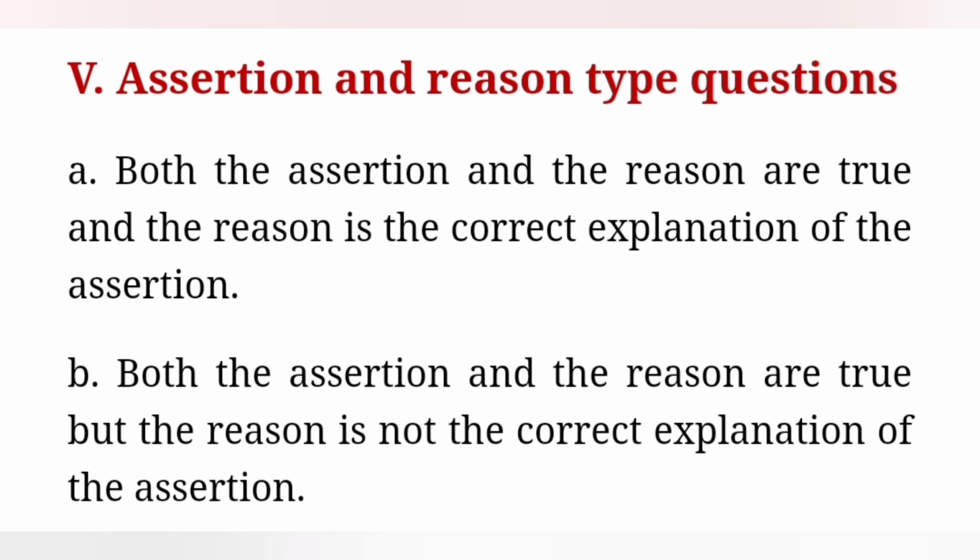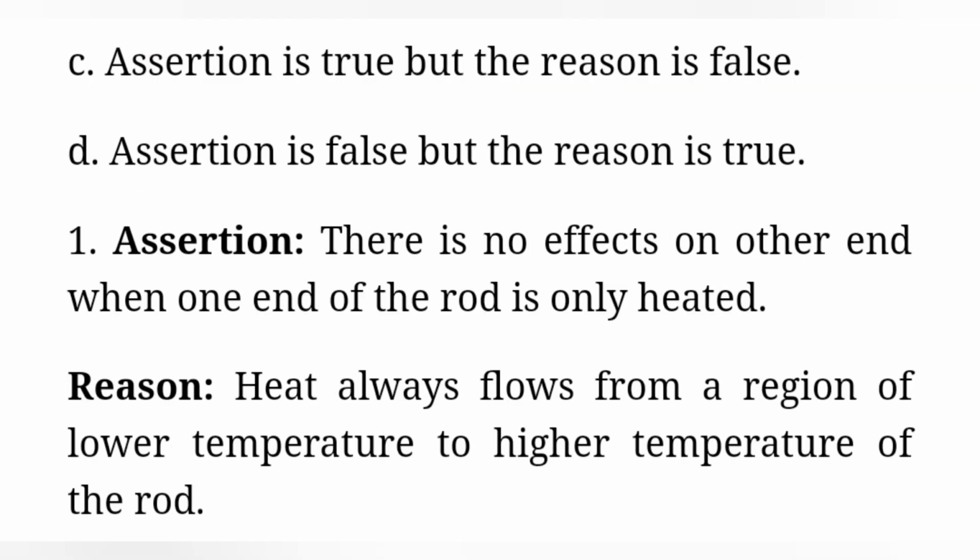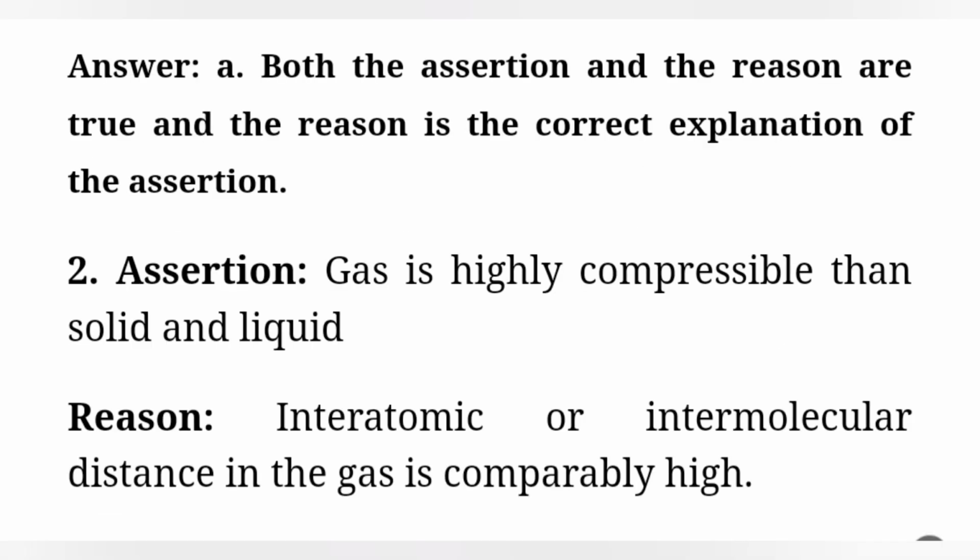Fifth Roman letter, assertion and reason type questions. First one, assertion: there is no effect on the other end when one end of the rod is only heated. Reason: heat always flows from a region of lower temperature to higher temperature of the rod. Answer A: both the assertion and the reason are true, and the reason is the correct explanation of the assertion.